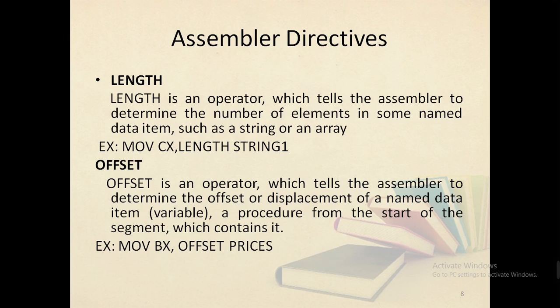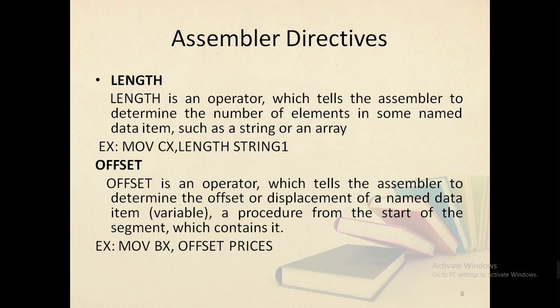And coming to the next assembler directive, OFFSET. OFFSET is an operator which tells the assembler to determine the offset or displacement of a named data item or procedure from the start of the segment which contains it. When the assembler reads the statement MOV BX, OFFSET prices, it will determine the offset of the variable prices from the start of the segment in which prices is defined and will load this value into BX.